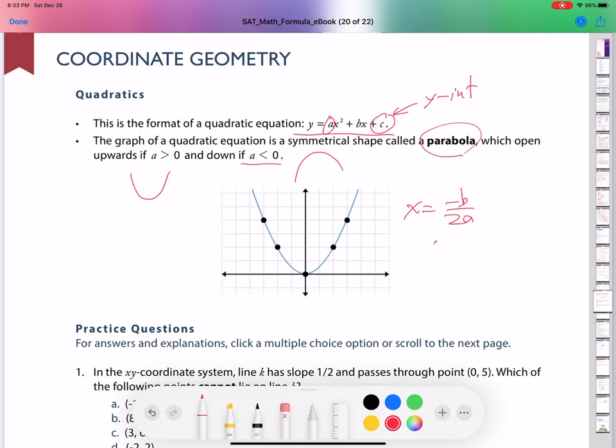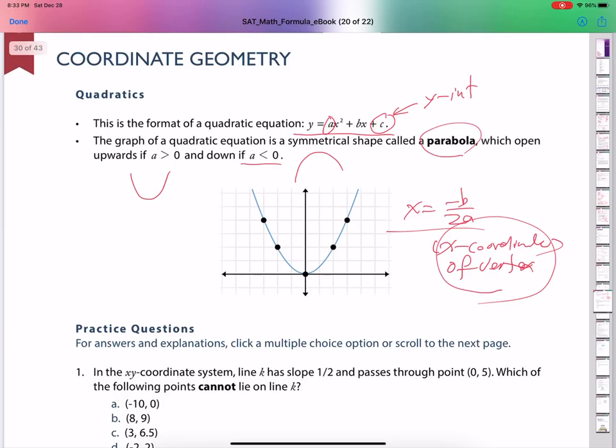This is the x coordinate of the vertex. So to find where the vertex is, use negative b over 2a to find the x value of the vertex, and then plug that number into the original function equation to find the y coordinate of the vertex as well. That's all about quadratic functions.